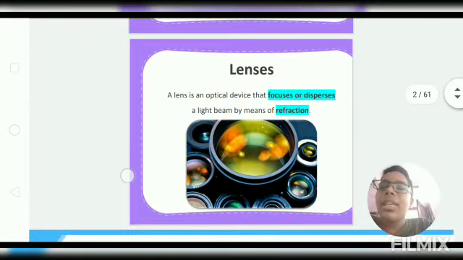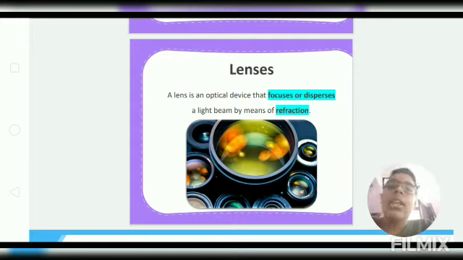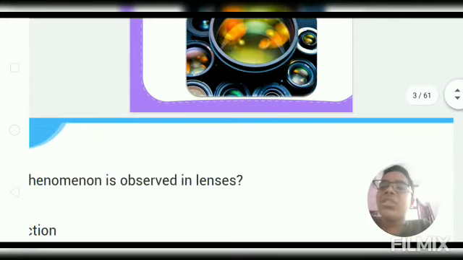What is meant by a lens? A lens is an optical device that focuses or disperses a light beam by means of refraction. That means a light ray can focus or go away, that means disperse, from a lens or an optical device with a phenomenon called refraction. What is meant by refraction? The slight deviation of the light ray is called refraction.